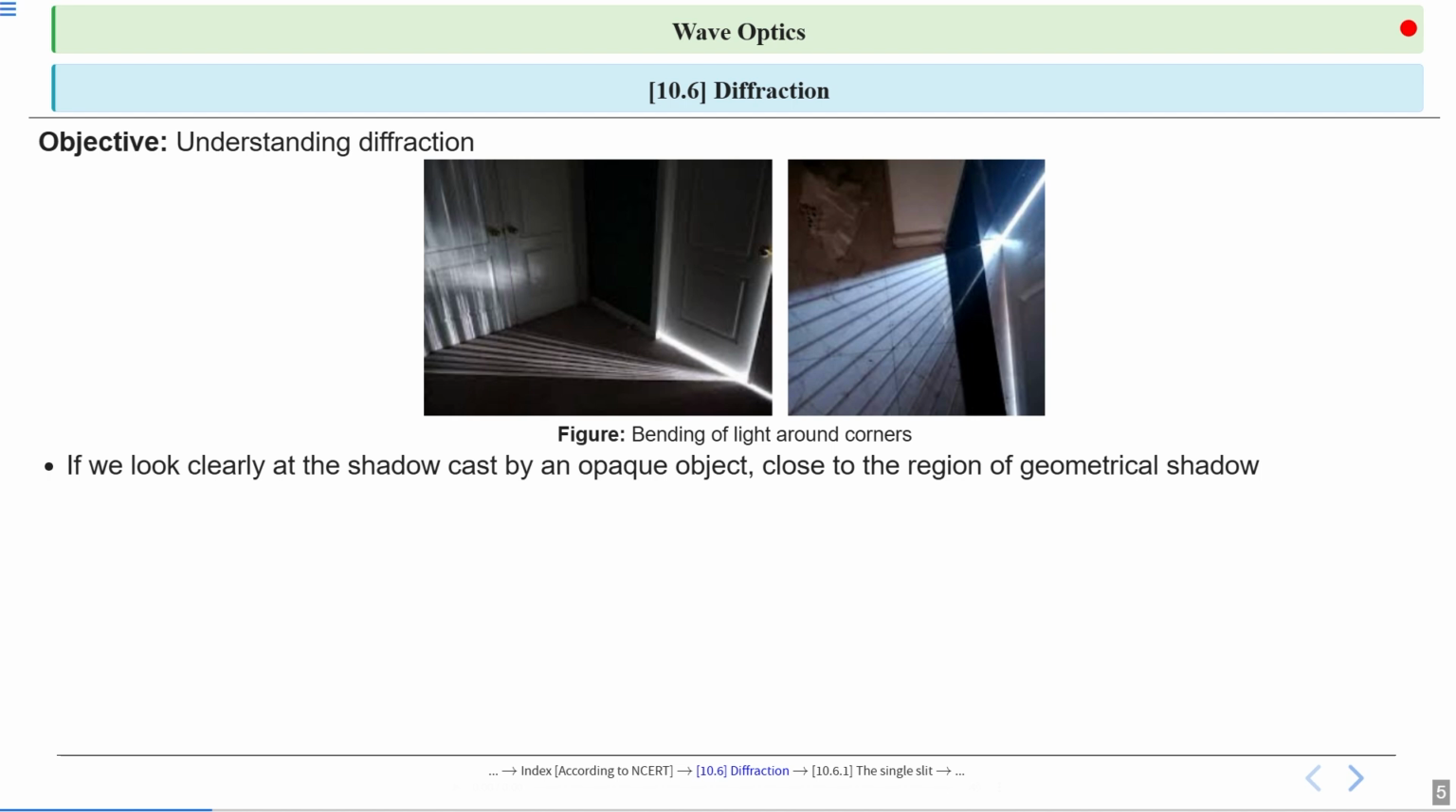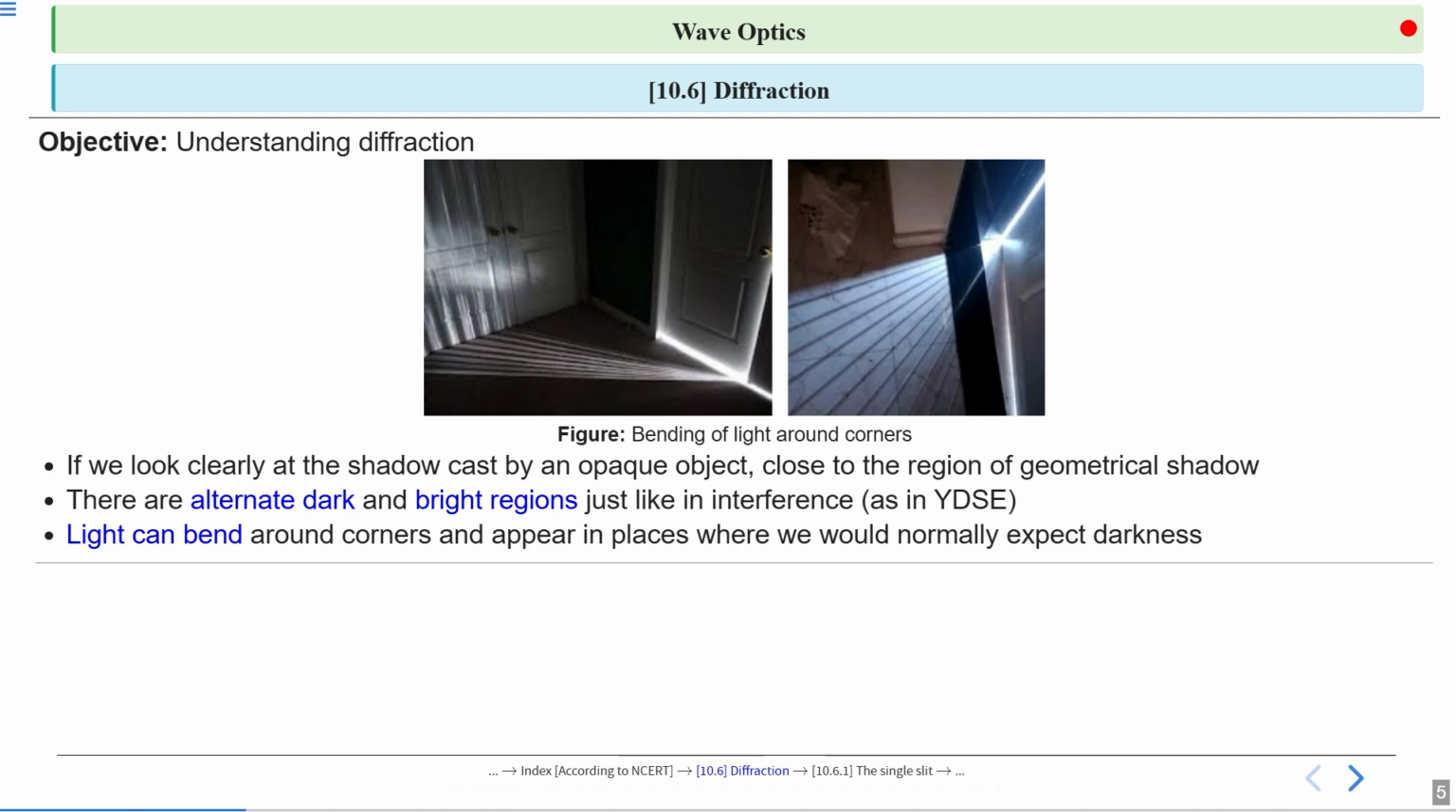Let's examine what happens when light encounters an opaque object. If you look closely at the shadow it casts, you will notice something interesting near the edges. This is where diffraction begins to play a role, affecting the shadow's appearance. Close to the region of geometrical shadow, you will see alternate bright and dark bands, just like interference in Young's double slit experiment.